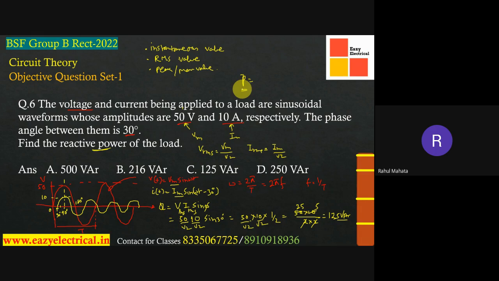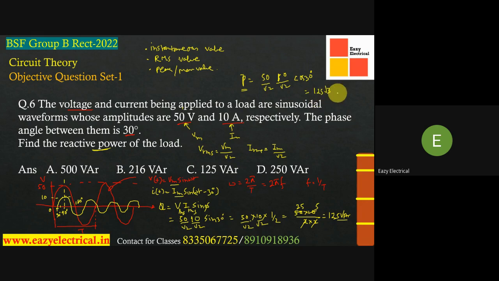It would be 125 √3. If it is active power, 125 √3, that is 50 by √2, 50 by √2, and in place of sin 30 we would have written cos 30. Cos 30 means √3 by 2. That means the total result will be, sorry, this is 10, not 50. So this will be 125 √3, right or not?